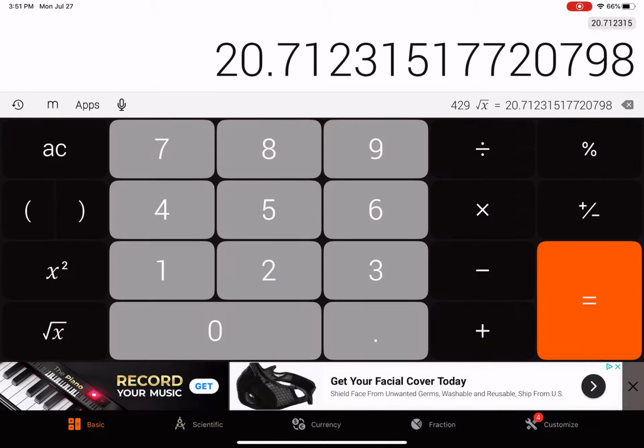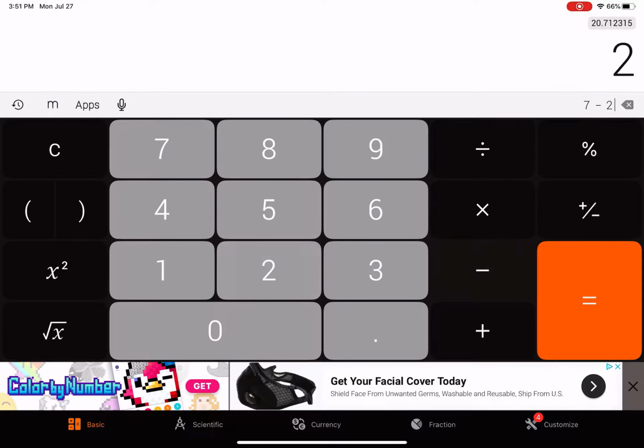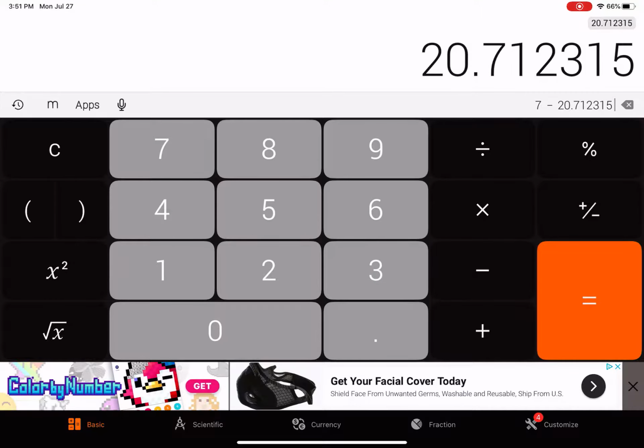All right. So I've got the square root of 429 is 20.712315. I'm going to leave a couple of extra decimal places when I type this in so that when I round it, I don't get off. So I have 7 minus 20.712315, and then I'm going to divide that by 10. So I have negative 1.37123. So I'm going to round it to negative 1.371.